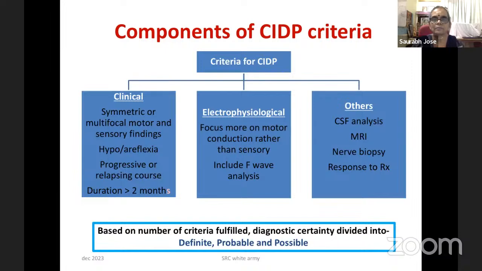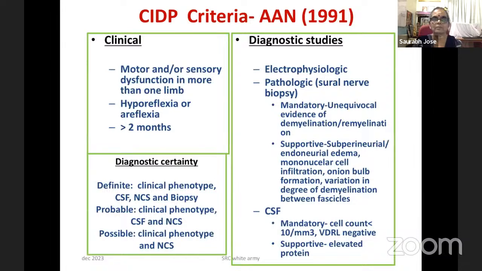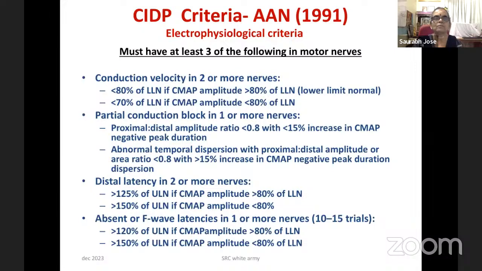Then you have clinical criteria, electrophysiological criteria, and CSF criteria, and MRI can show thick nerves which are enhancing with the contrast, and nerve biopsy will show demyelination. Then these are the various other supportive parameters of the American Academy of Neurology. So we do all the investigations, apply these criteria, and then diagnose the condition. You must have the clinical, pathological, and electrophysiological findings together, and the conduction velocity in 2 or more nerves in the lower limb.